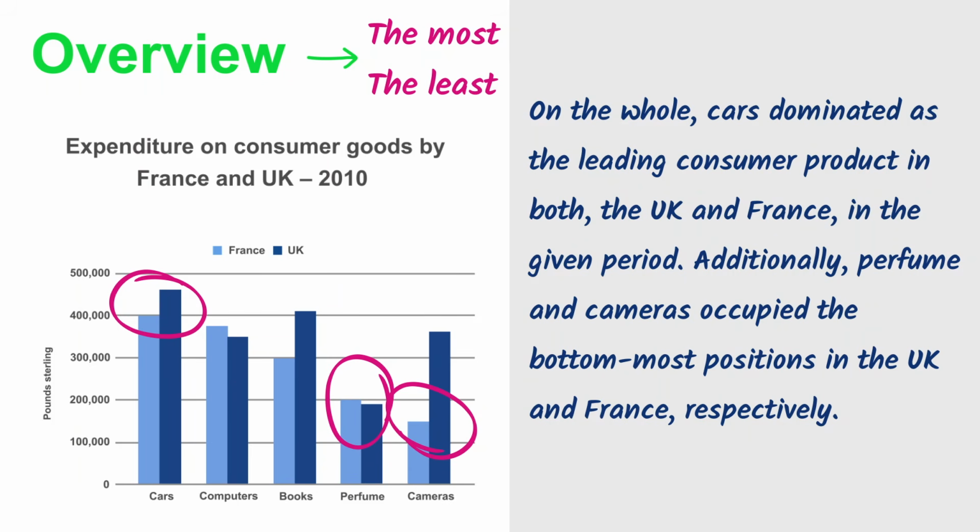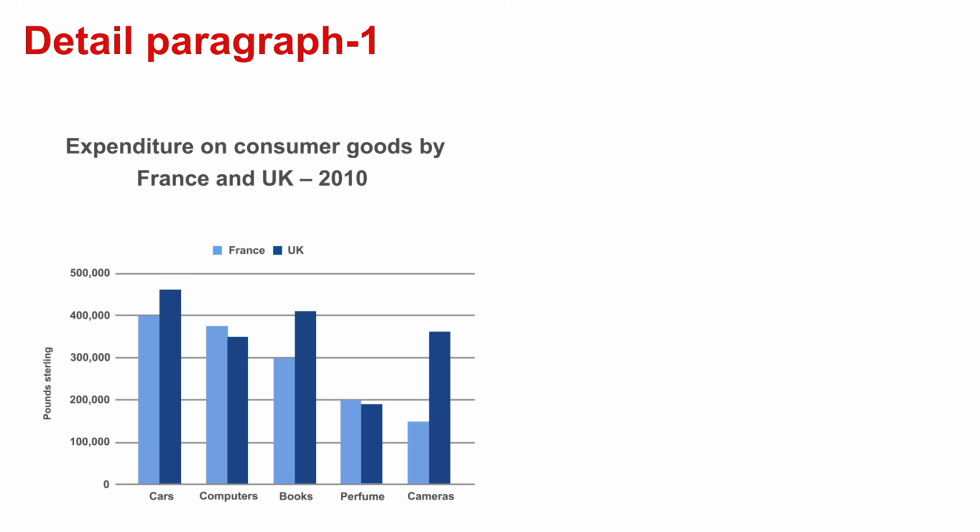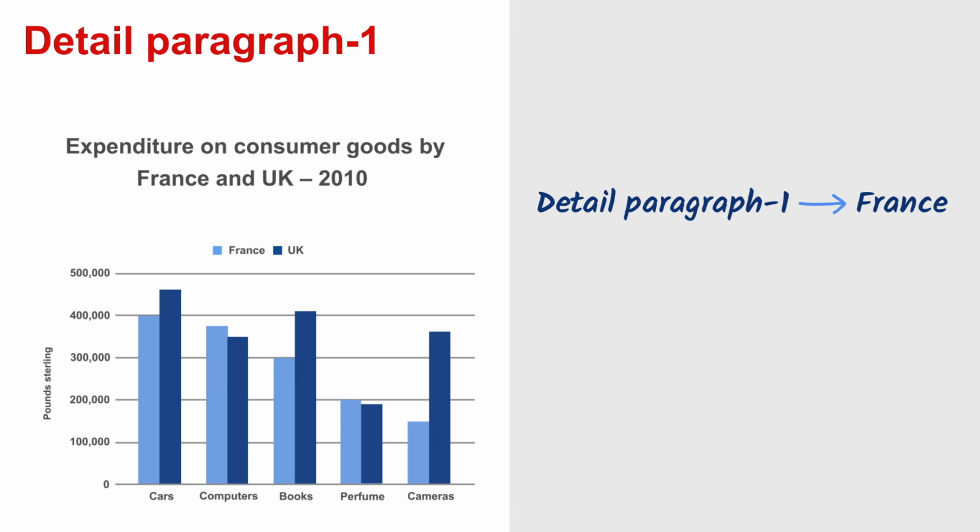Now, let's start writing our first detailed paragraph. So, the easiest way to categorize data here is, I've seen that some candidates make it easy for themselves, and they write about, for example, one paragraph is writing about France, and the other paragraph is writing about the UK.